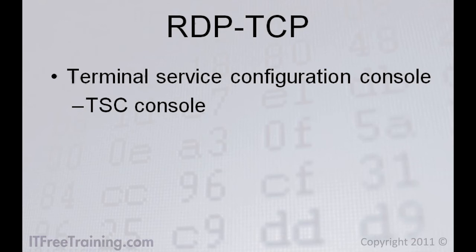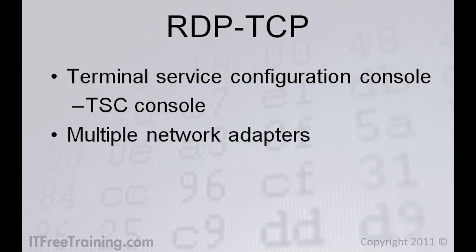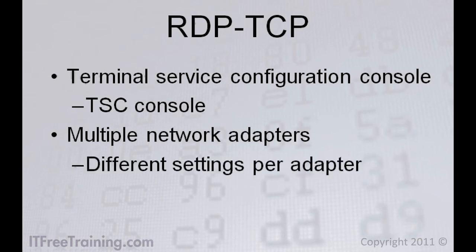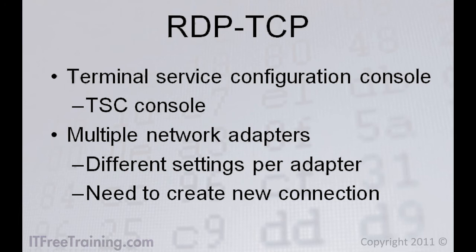In a simple network, this will cover all your incoming connections, since all your connections should be using RDP over TCP/IP. If your server has multiple network adapters, you may want to create multiple RDP connections. By default, all adapters will use the settings in the default RDP-TCP connection. In some cases, you may want to have different settings per adapter. In this case, you need to create another connection type.